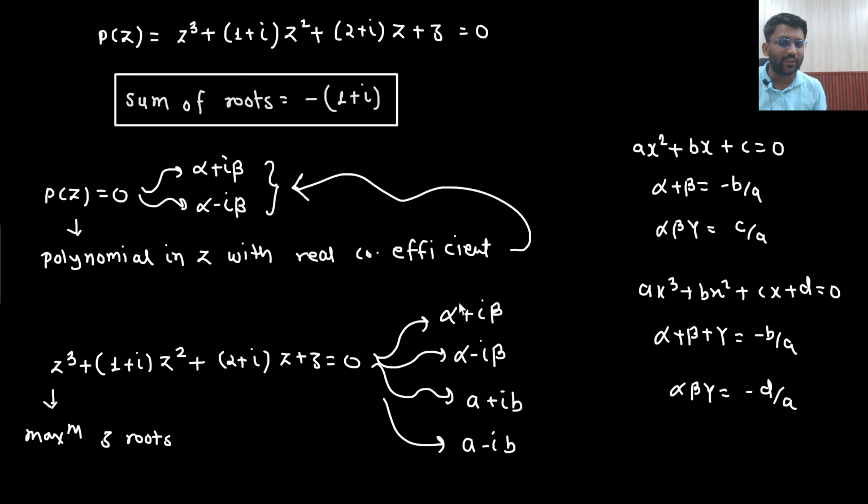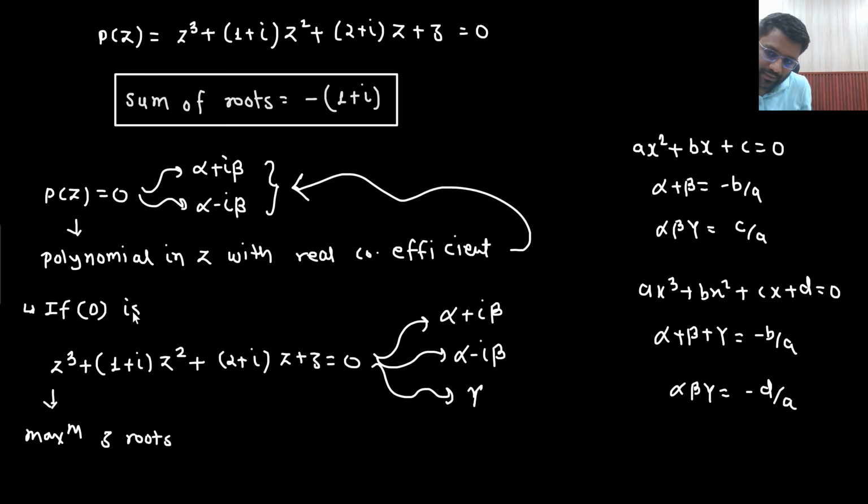If you are saying that option D is correct, then what does that mean? That if one of the roots is alpha plus iota beta, the other one would be alpha minus iota beta. But the third has to be a real root, which will be gamma. Is that understandable to you or not? If option D is correct, then this should be the scenario, right?